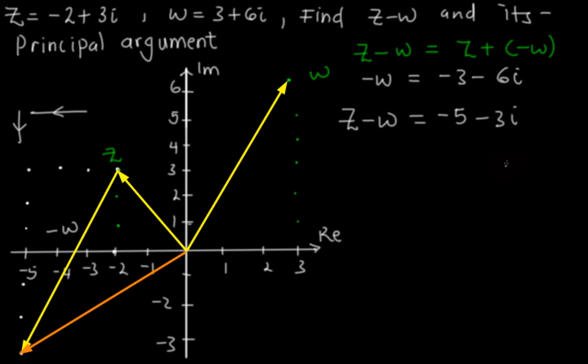Okay, so now we need to obtain the principal argument of Z minus W, and in order to achieve that, we are going to draw our right angled triangle. We cannot take this angle as our principal argument, reason being, this angle is past 180 degrees. Therefore, we are going to take this angle instead, which is theta.